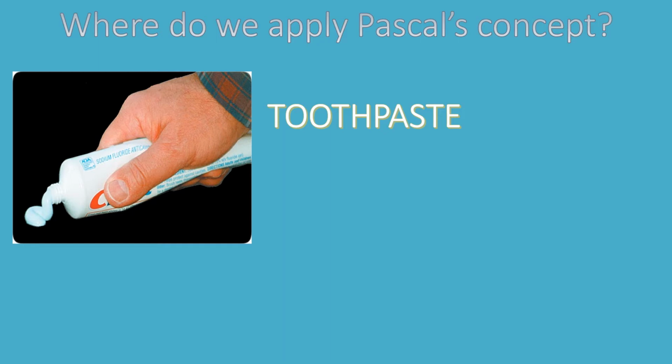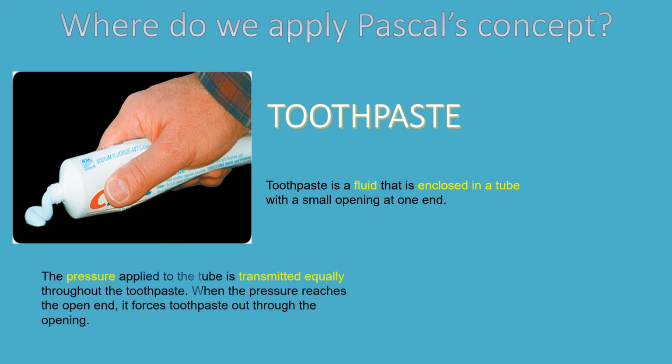The fact that you can squeeze it from the bottom and still have the toothpaste come out is an example of the fluid principle. Why? Because toothpaste is a fluid enclosed in a tube with a small opening at one end, and the pressure applied to the tube is transmitted equally throughout the toothpaste. When the pressure reaches the open end, it forces the toothpaste out through the opening.